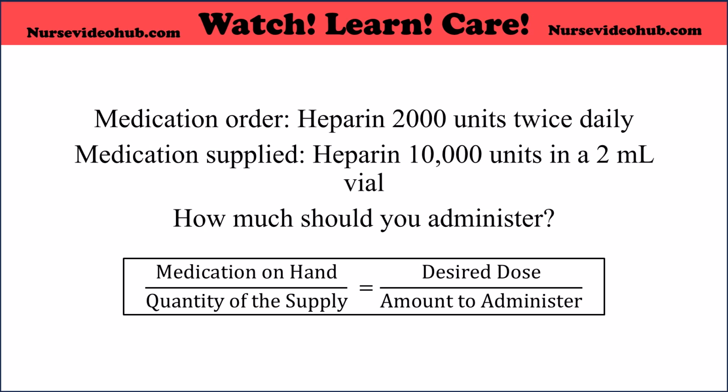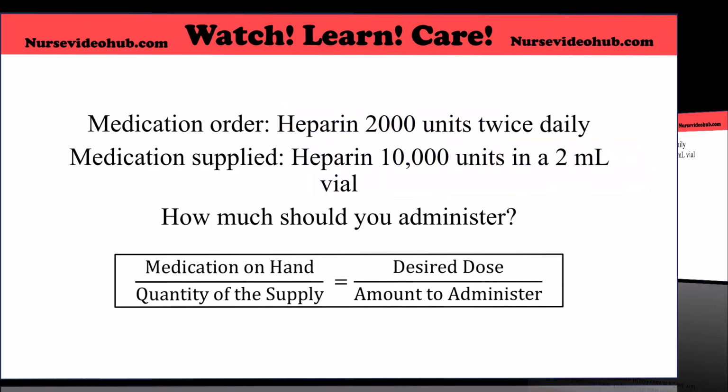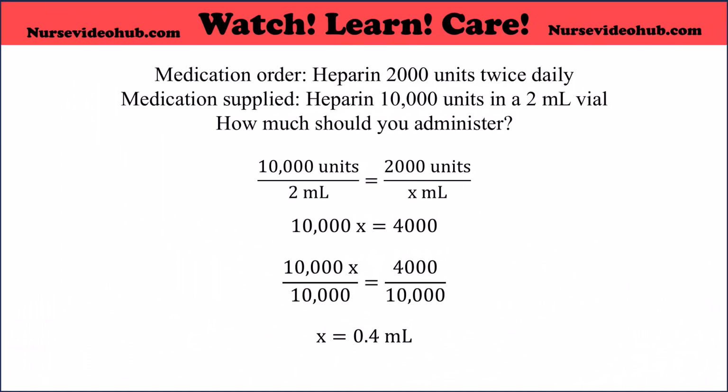Let's complete another example. The medication order is heparin 2,000 units twice daily. The medication supplied is heparin 10,000 units in a 2 milliliter vial. How much should you administer? Now solve the problem. Set up your proportion. The first ratio is the medication supplied, 10,000 units in 2 milliliters. The second ratio is the desired dose, 2,000 units per x ml.